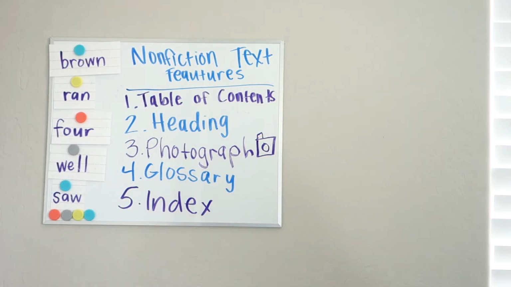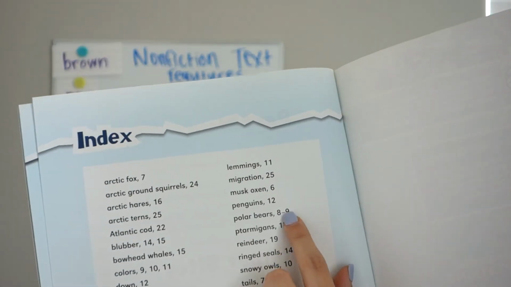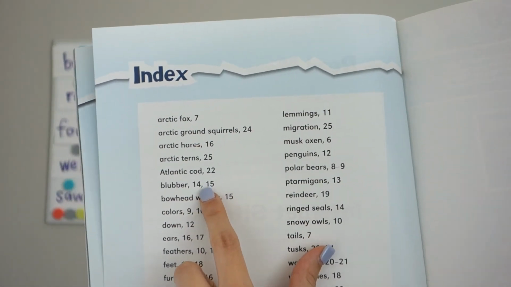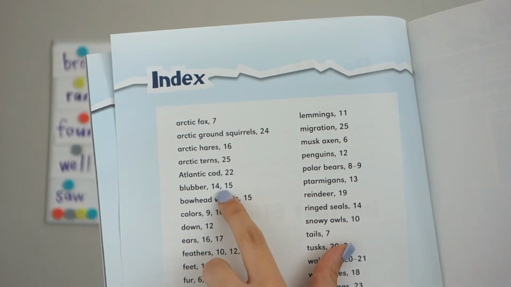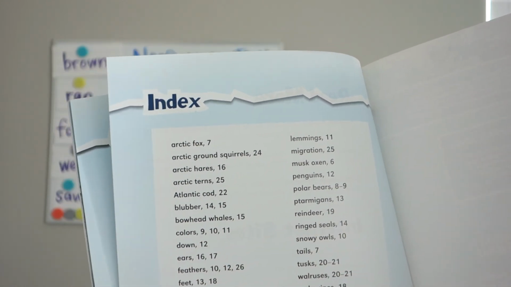And you can draw a picture of this index. You can copy this index if you want to. It looks like this. And they use commas between different pages so that we know which pages to look at.